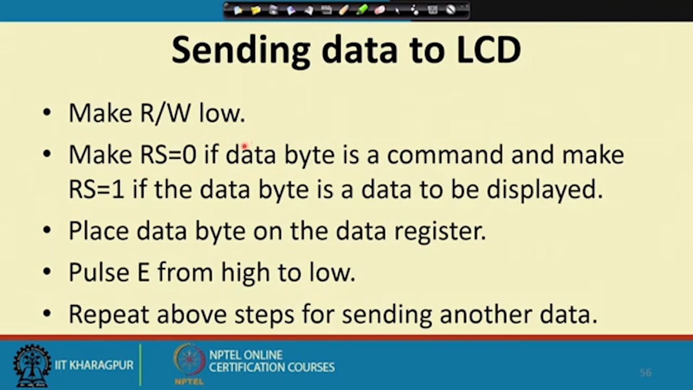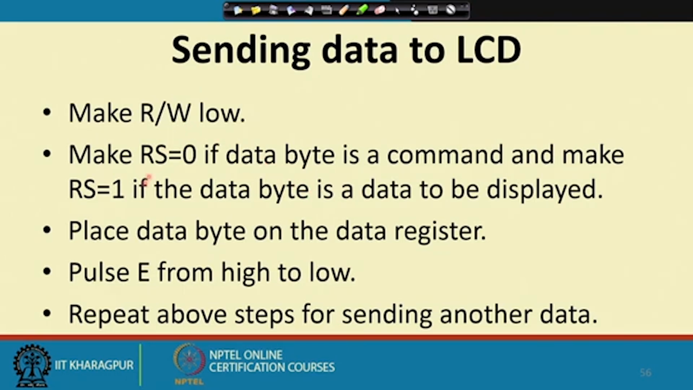After that, we should make read write low, and make RS equal to 0 if the data byte sent is a command, and RS equal to 1 if you are sending a data byte. So, if you are sending a command byte, then RS equal to 0. If you are sending a data byte, then the data will be displayed.